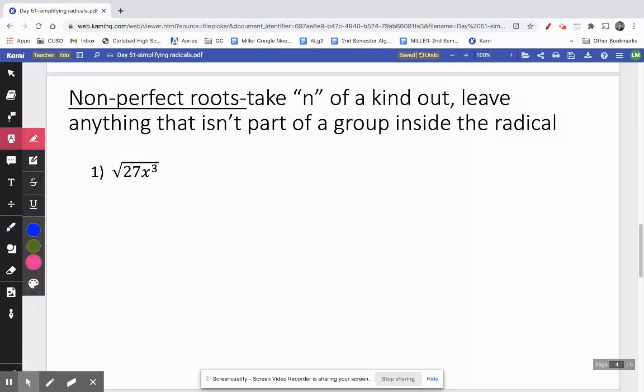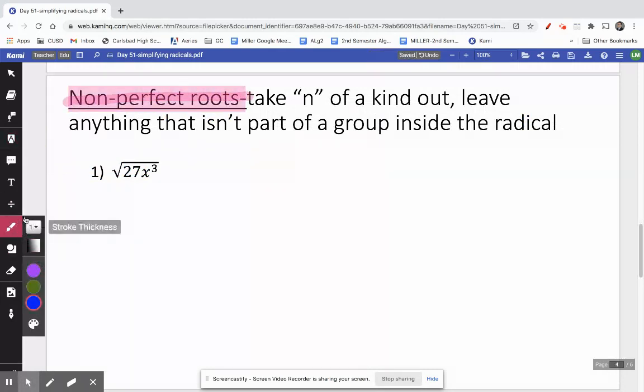All right, non-perfect roots. Dun, dun, dun. These are ones that stuff gets left inside, okay? They don't get to come outside and play. So we have a square root because there's nothing there, so we can add a 2 if we want, just to make sure we know what we're looking for. Let's break apart 27. We know that's 9 and 3, and then 3 and 3. So I can rewrite 27 as 3 times 3 times 3, and I can rewrite x to the third as x times x times x, okay?